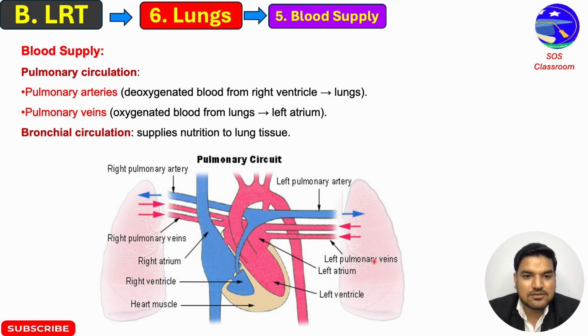But the supply to the lung tissue is called the bronchial circulation. Same like the heart, which is supplied by the coronary circulation, the circulation to the lung tissue is done by the bronchial circulation. It supplies nutrition and blood to the lung tissue.